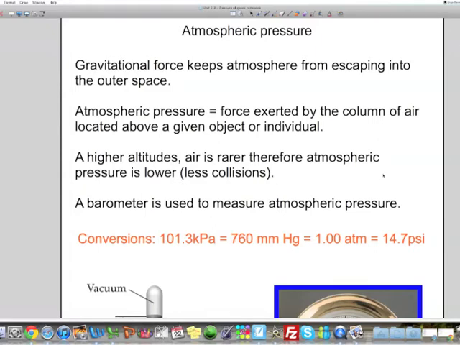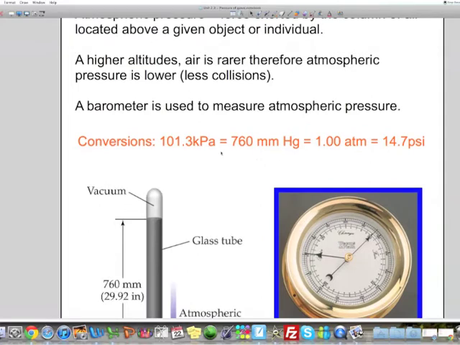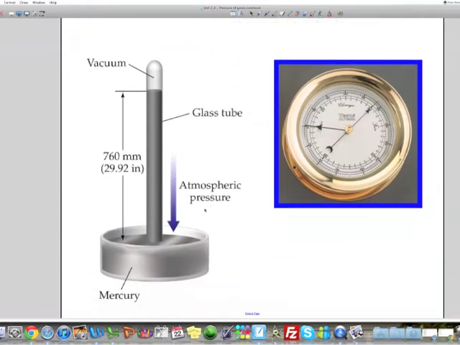What do we use to measure atmospheric pressure? Well, we use a barometer. Now, there's different types of units that we use. These days we use the kilopascal, but in the past they used to use millimeters of mercury. So they had something like this, which is a column of mercury. And so they would have an open container, and they would have a column whereby you'd find the mercury inside as well.